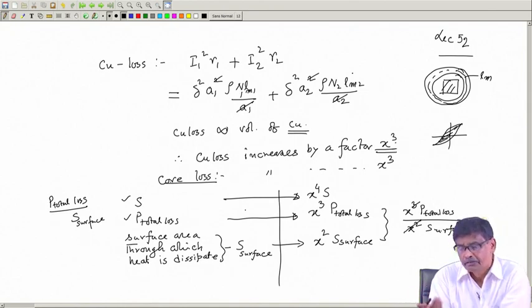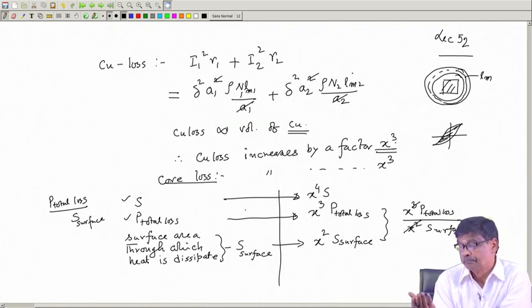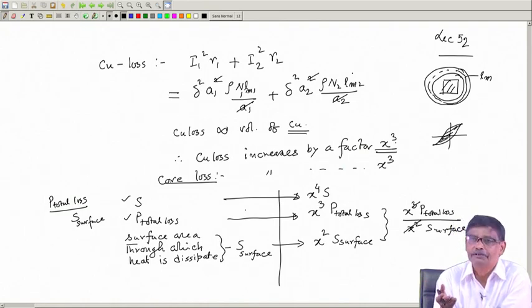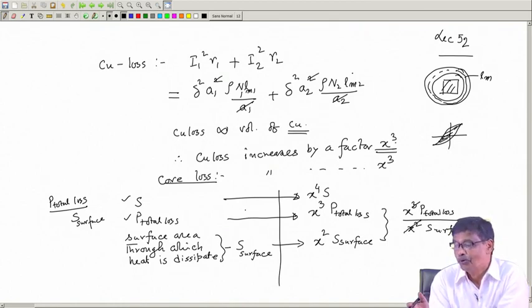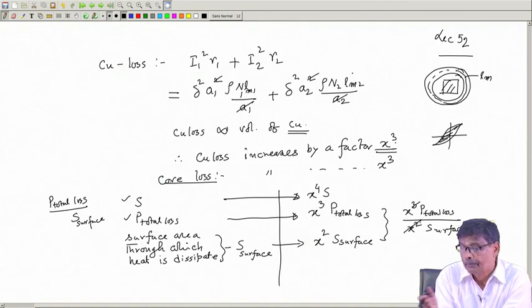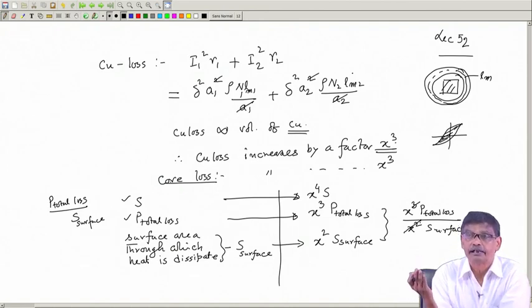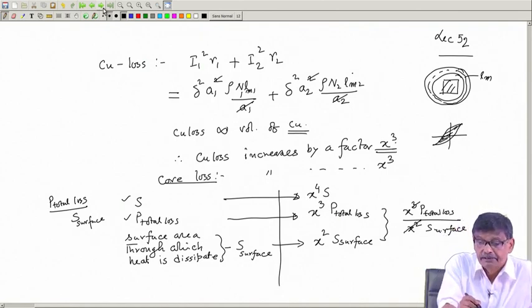For a small transformer, suppose you say a 5 kVA transformer, temperature rise is okay at 70 degrees centigrade or so. If I reduce the linear dimensions by a factor of, say, x equal to half, a smaller size, you do not require any extra cooling, because more surface area will be available and your total loss will be reduced if x is less than 1. We are discussing x greater than 1. For a large size transformer, what happens? Therefore, extra cooling arrangement is a must.